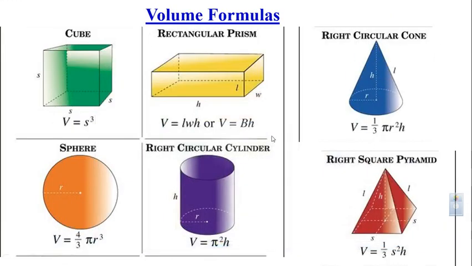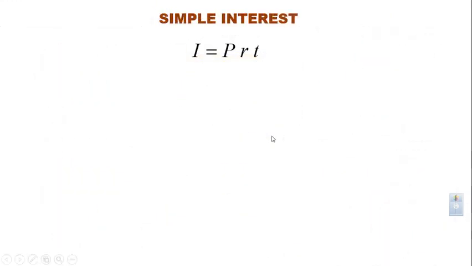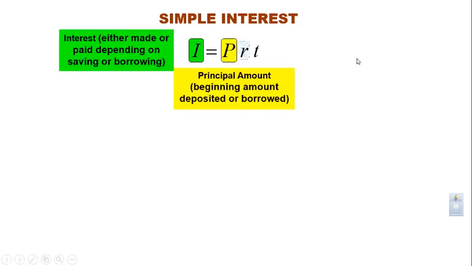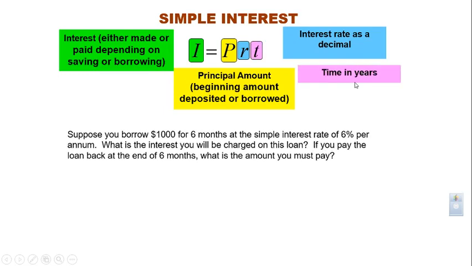So let's take a look at a breakdown of an example here. Simple interest formula. And again, this example was provided by Shauna Hader from Salt Lake Community College. Interest is equal to principal, which is the original amount, multiplied by the rate, which is the interest rate per year, and the time in years. Here's an example. Suppose you borrow $1,000 for 6 months at the simple interest rate of 6% per year. Per annum means per year. What is the interest you will be charged on this loan? If you pay the loan back at the end of 6 months, what is the amount that you must pay?